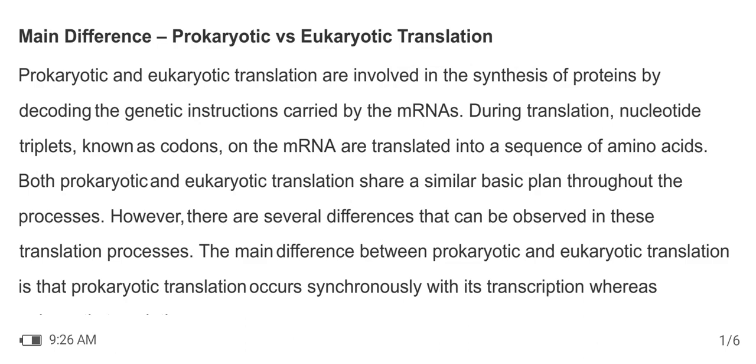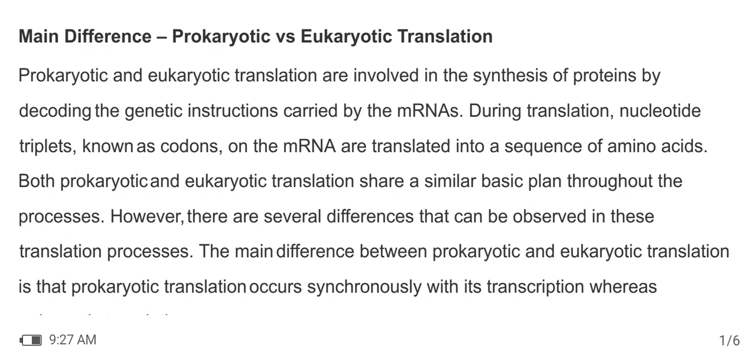Main difference between prokaryotic and eukaryotic translation. Prokaryotic and eukaryotic translation are involved in the synthesis of proteins by decoding the genetic instructions carried by the mRNA. During translation, nucleotide triplets known as codons on the mRNA are translated to the sequence of amino acids. Both prokaryotic and eukaryotic translation share a similar basic plan throughout the process.